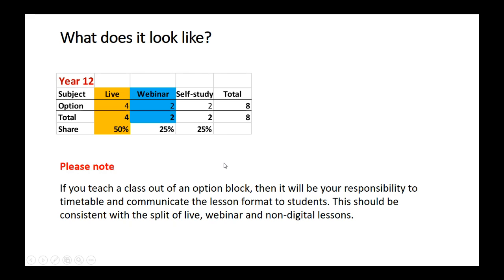And again, there's a reminder: if you teach that year group out of option in Year 12 or 13, then it's important that you communicate what happens to the students.